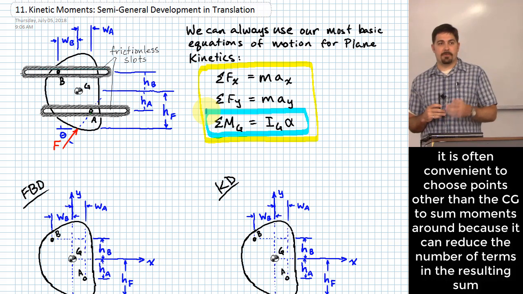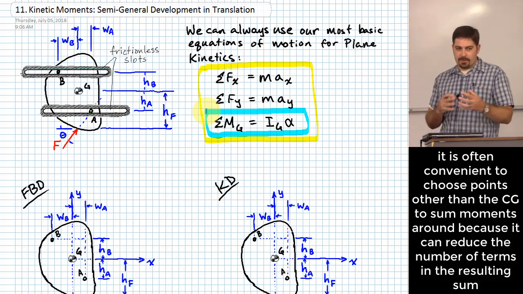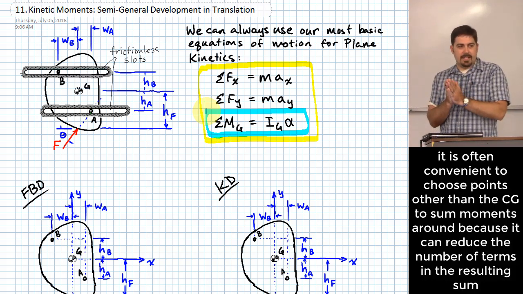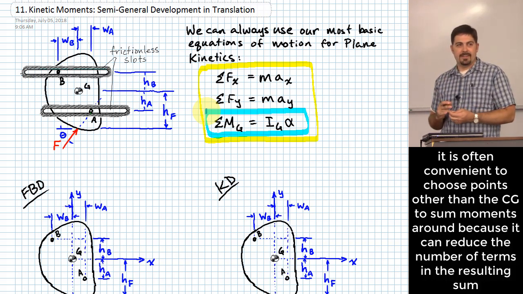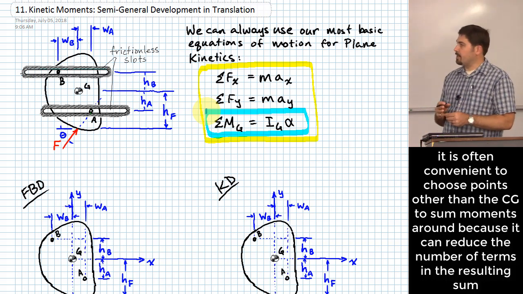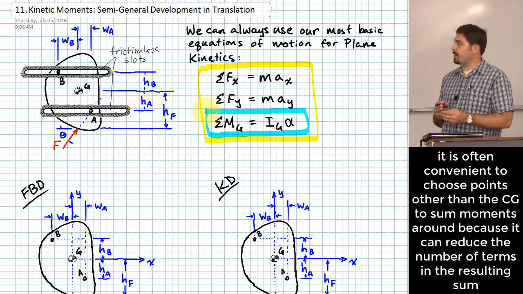Remember, by choosing a point whenever you're summing moments, if you can get a large number of your forces that have lines of action through a particular point, that can help simplify your equations significantly, right? So I look at that and I go, wow, that'd be really nice if I could take a problem like that and sum moments about point A.